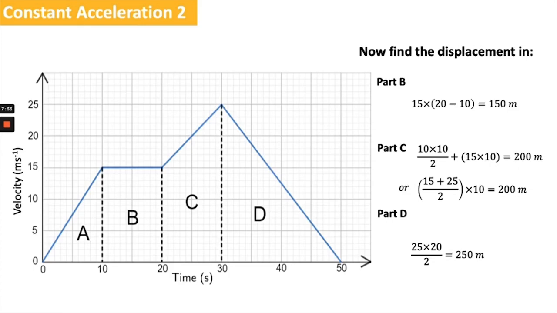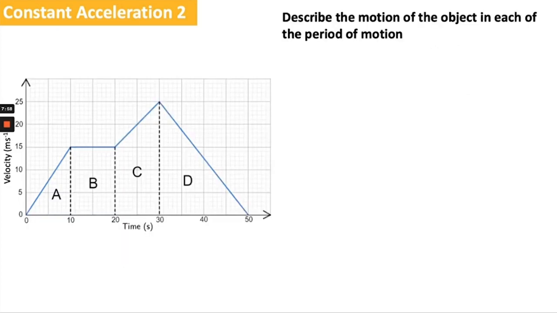If we add together, the total displacement is 675. This represents the total distance travelled throughout this journey. It's important that we can describe what's happening at each stage of the journey, so I'll quickly throw that up on the screen for you.